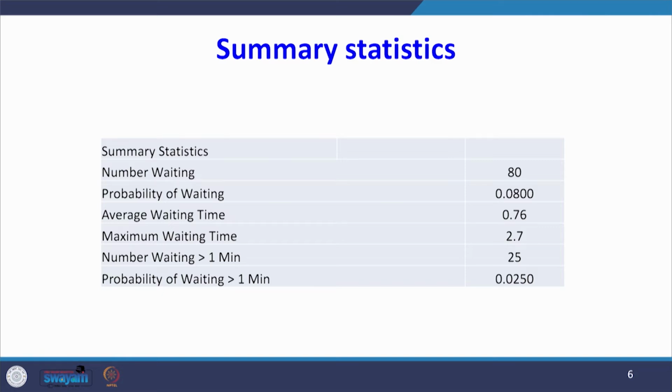So, the summary statistics, which is what is more important for us, is the average waiting time. The average waiting time is 0.76, which is less than 1 minute. So, we are able to achieve the service requirement by having 2 ATMs. That is the conclusion for this simulation problem.